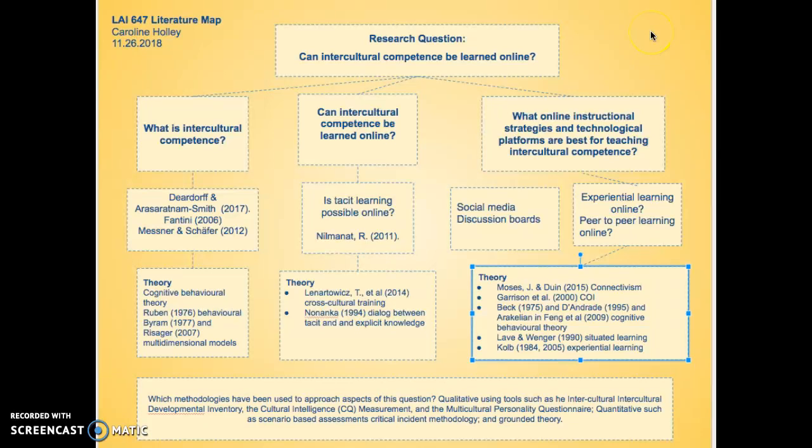Greetings, my name is Caroline Hawley, and I would like to take you on a brief tour of the literature map that I've created around the research question of whether intercultural competence can be learned online.